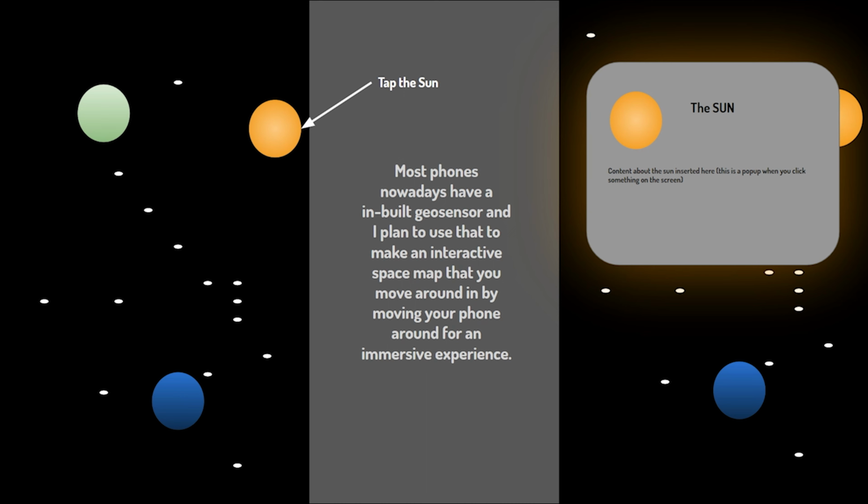To move around in this map, I would be asking for access to the geosensor that is inbuilt into your phone. Most phones nowadays do have an inbuilt geosensor. And once that access is granted, you can move your phone around physically to explore the map. And it provides for a really immersive experience. And it's cool to think that you can just explore space right from your pocket.